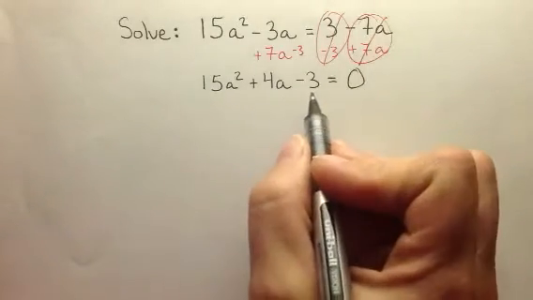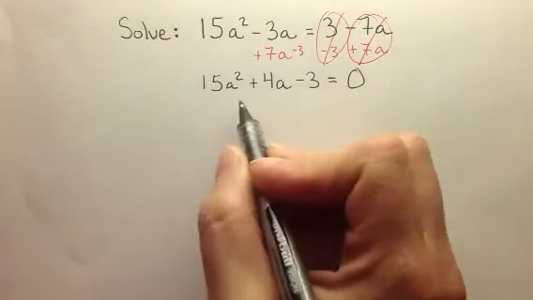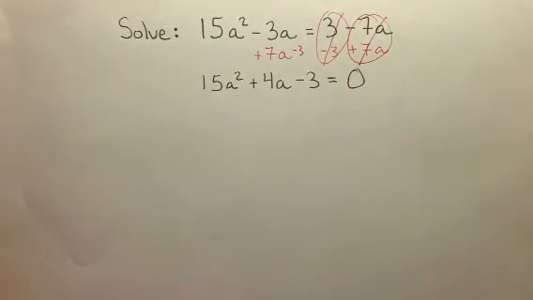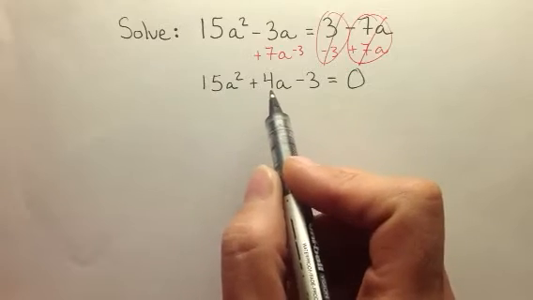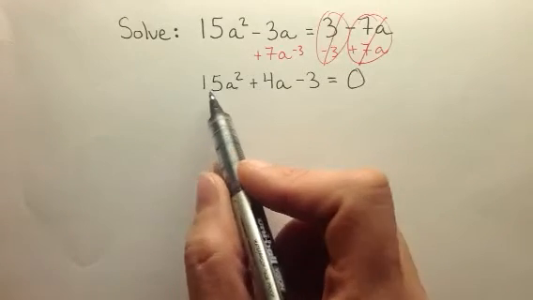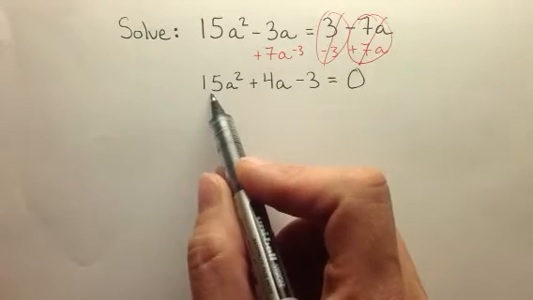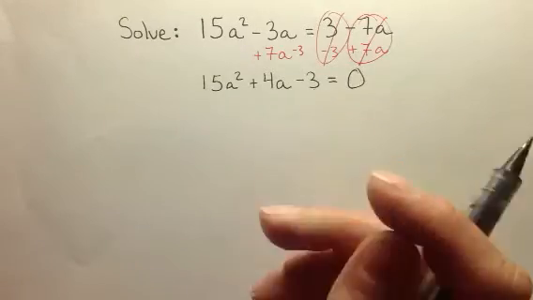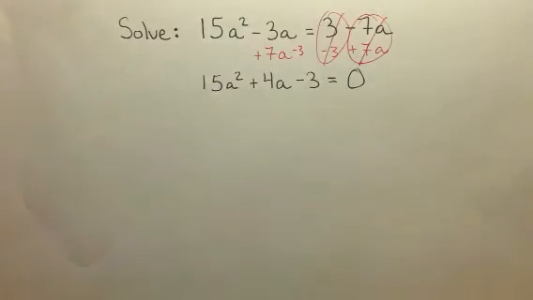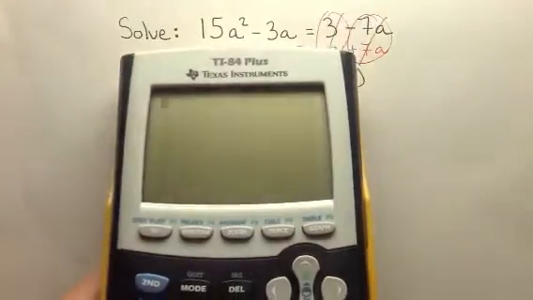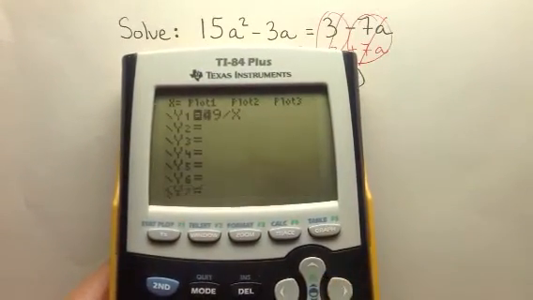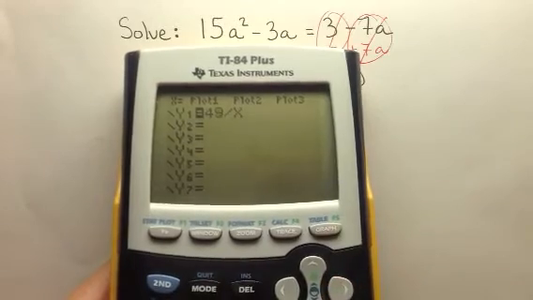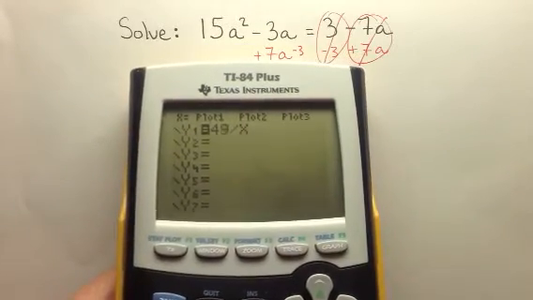Alright, so now I'm going to factor. Unfortunately, I don't have a greatest common factor. I only have 5 and 3 here. 3 does not go into 4. So I'm going to use my little trick here. 15 times 3 is 45. So I'm going to go to my y equals key. I've shown you this before. Obviously, I just used it to do the same thing. So I'm going to change this to 45.